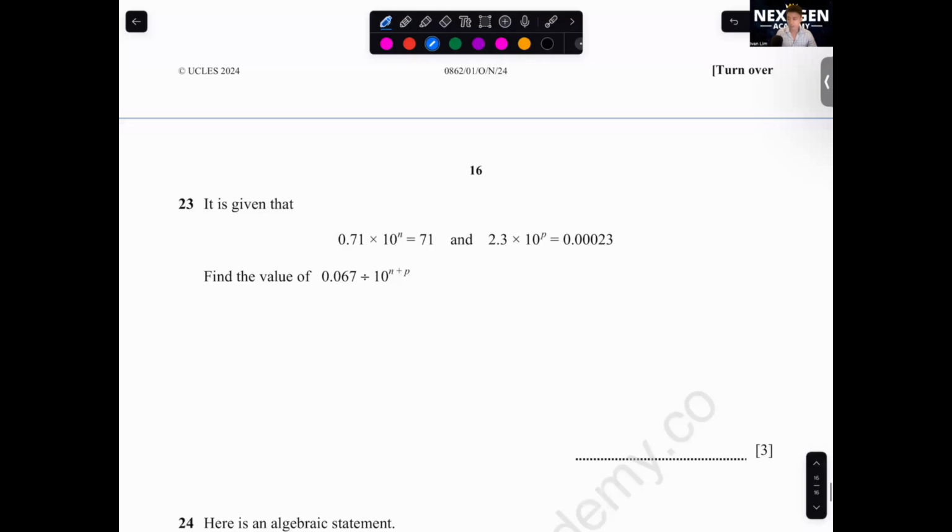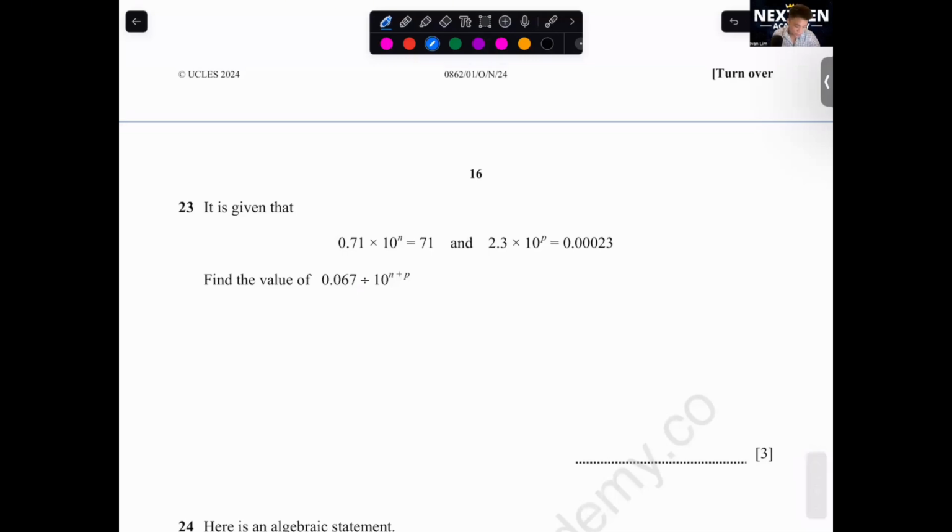Okay, 23. It is given that 0.71 times 10 to the power of n equals 71, and 2.3 times 10 to the power of p equals 0.00023. Find the value of this. First of all, we need to find what exactly is n. 0.71 times 10 to the power of what is 71? We need to move the decimal 1, 2 spaces. 2 spaces to the right means n is equal to 2.